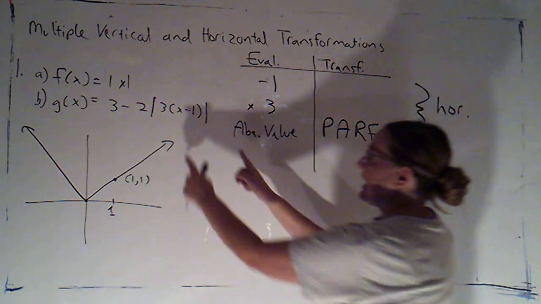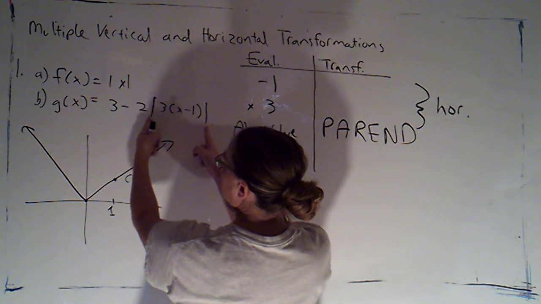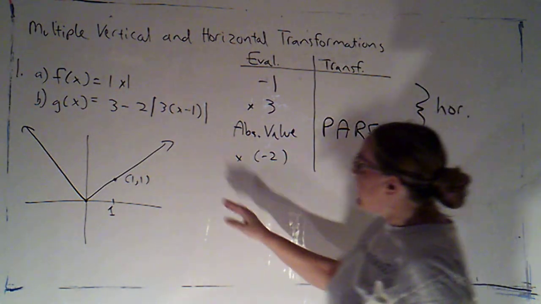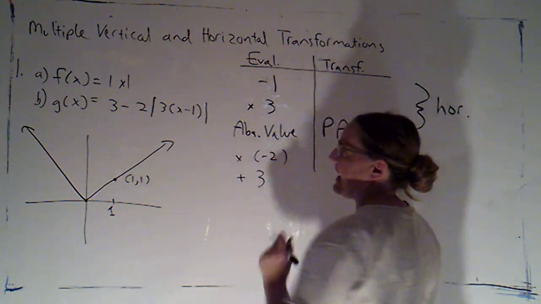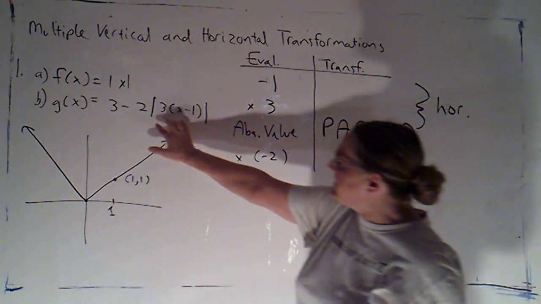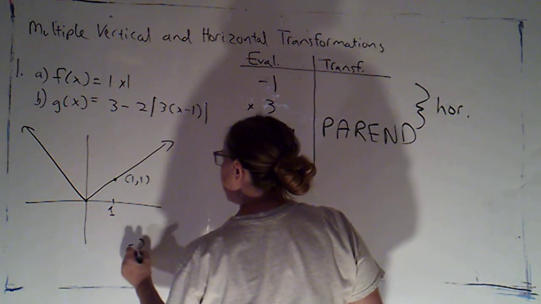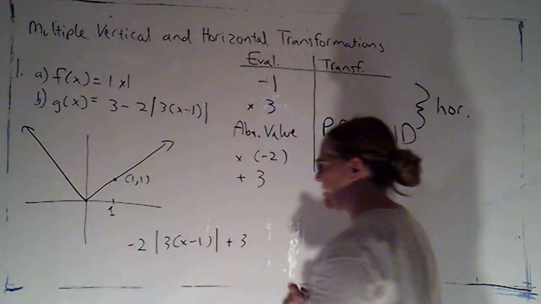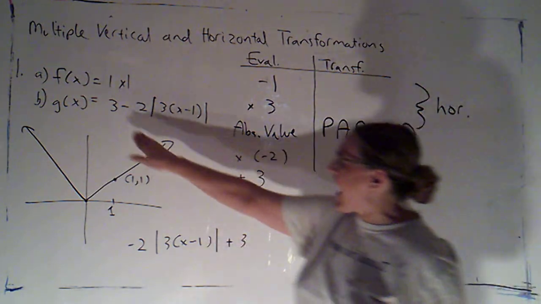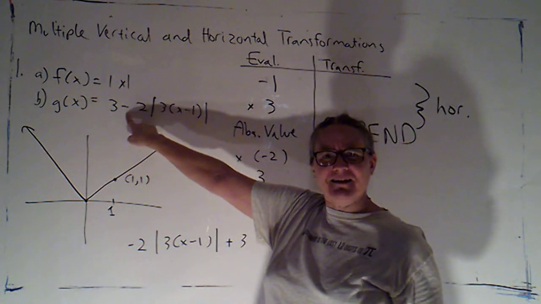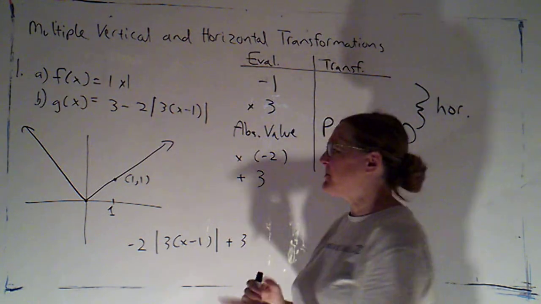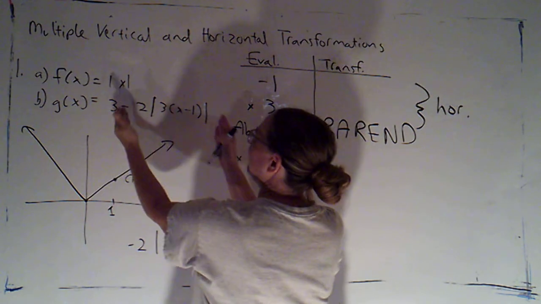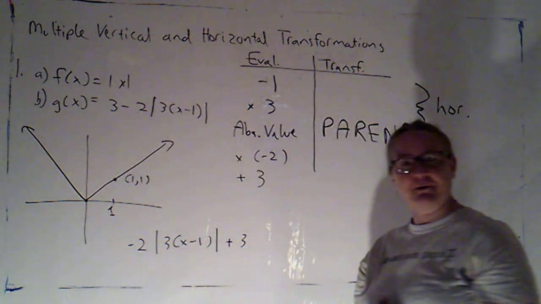Once I've evaluated the absolute value, I can see I'm multiplying that by a negative 2, and then I'm going to add 3 to that. Now, some of you might find it easier to work with if you rewrite this as negative 2, absolute value of 3 times x minus 1, plus 3. That makes it a little bit clearer that we're adding 3. Sometimes people see that minus sign and they're thinking subtraction. Well, we are subtracting, but we're not subtracting 3. We're subtracting this from 3, which is equivalent to calculating this and then adding 3 to it.